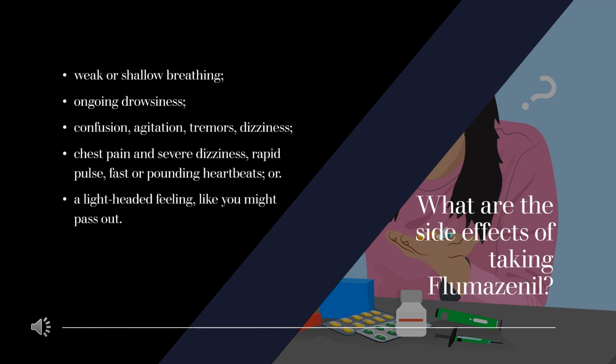What are the side effects of taking Flumazenil? Weak or shallow breathing, ongoing drowsiness, confusion, agitation, tremors, dizziness, chest pain and severe dizziness, rapid pulse, fast or pounding heartbeats, or a lightheaded feeling, like you might pass out.